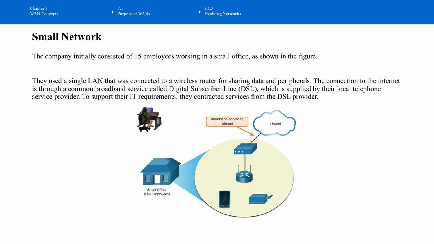The company initially consists of 15 employees working in a small office. They used a single LAN that was connected to a wireless router for sharing data and peripherals. The connection to the internet is through a common broadband service called the Digital Subscriber Line, the DSL, which is supplied by their local telephone service provider. To support their IT requirements, they contract services from the DSL provider.